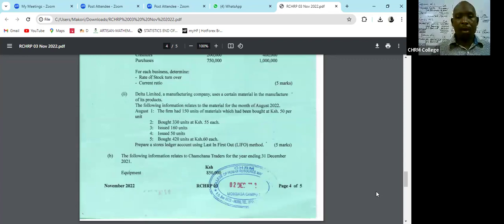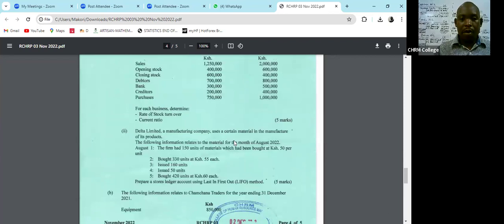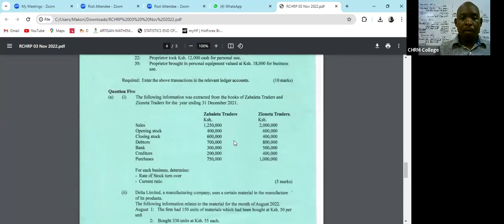The next question talks about the following information relating to China traders for the year ended that. I think I've skipped something. We are supposed to go to question number 5. It is all about the ratios, whereby we are told that the following information was extracted from the books of Zabaleta and Zionita traders for the year ending 31st December 2021.